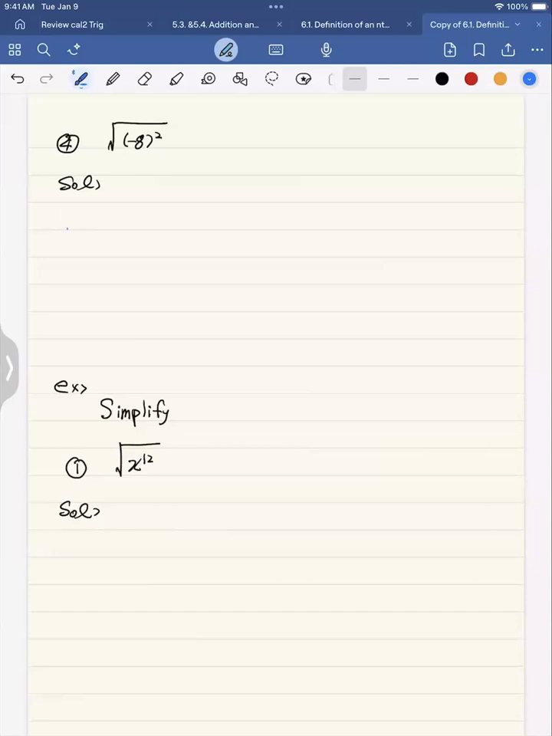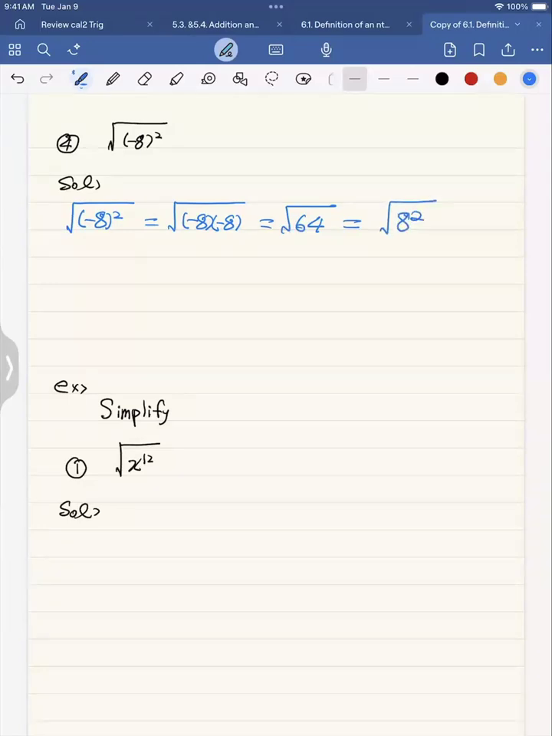The next problem is square root of -8 squared. That is square root of -8 times -8, which is square root of 64. So that can be rewritten as square root of 8 squared. And I said the squared and the square root sign will cancel each other. So we have 8.